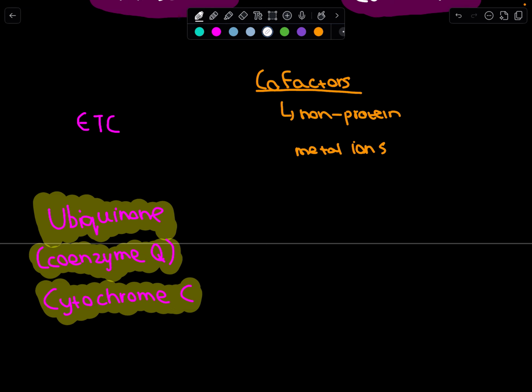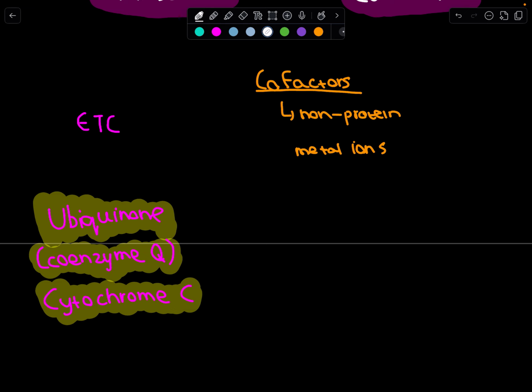These complexes are like giant machines, passing electrons along, using them to pump protons and create a gradient that powers ATP synthase to mint the city's energy coins, ATP. Here's where ubiquinone, aka coenzyme Q, and cytochrome C come in as the factory's delivery crew.